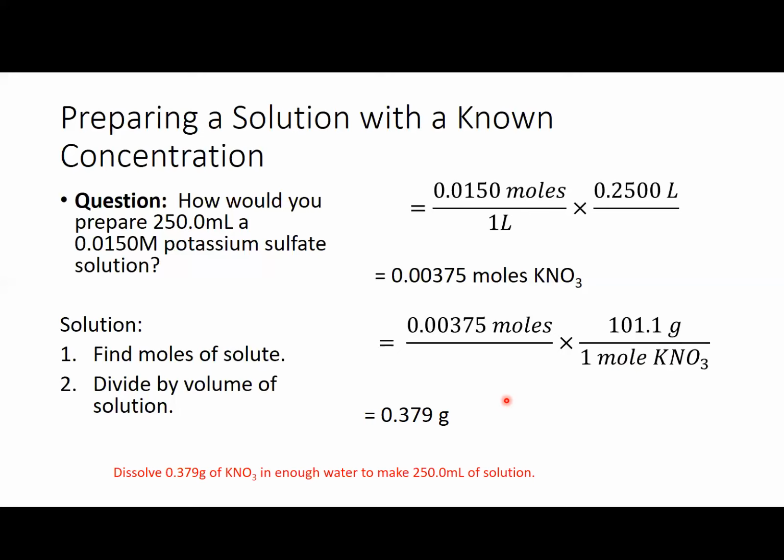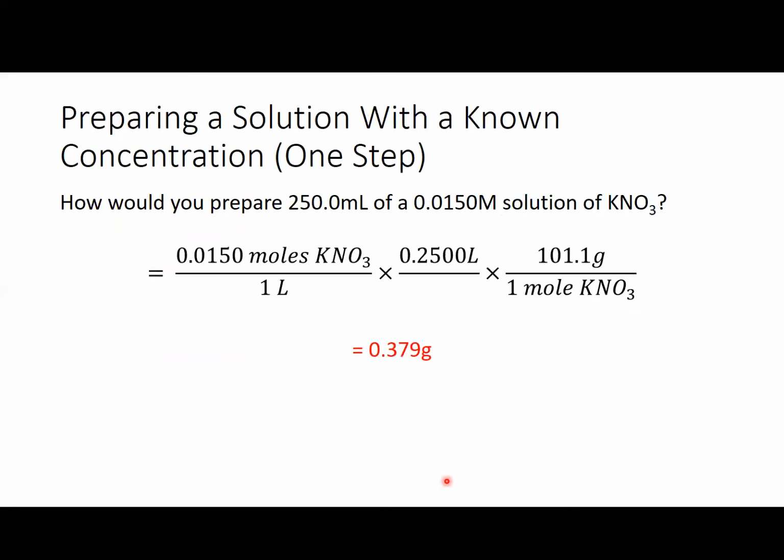We do not simply add 0.379 grams of potassium nitrate to 250 mils of solution. The reason we don't do that is because this stuff takes up space too. So the volume would no longer be accurate, or precise, I should say. So we add it to enough water to make that much solution. So usually we'd add it to like 100 mils of water, dissolve it, and then just keep adding water till we got to the right volume.